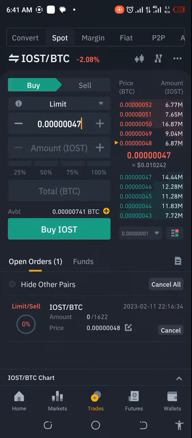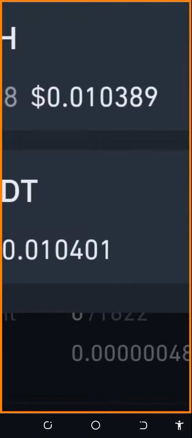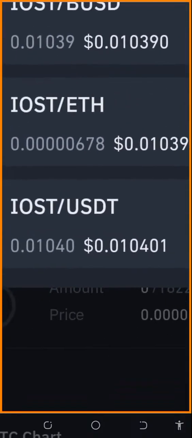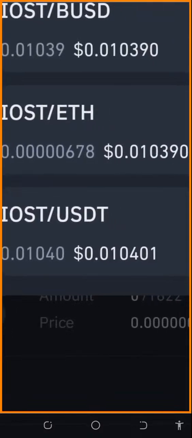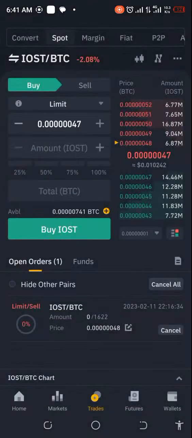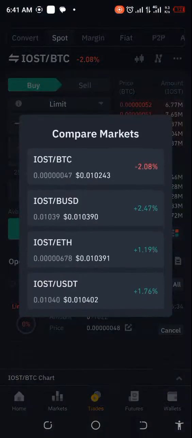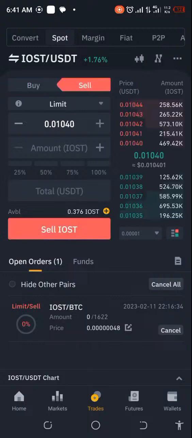Okay, so let me go to check the compare markets and see. Yeah, look at it. IOST USDT is actually 0.0104. So at this time, we can actually employ the boomerang strategy where we'll do the sellback strategy. Okay, so we'll just try and check it and see if this is going to give us some profit. So let's put it there and simulate first.